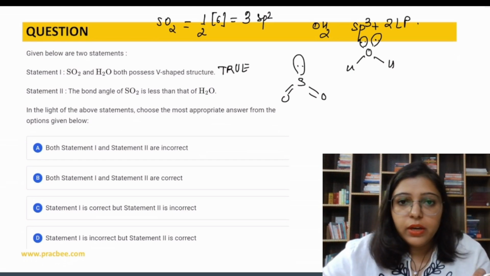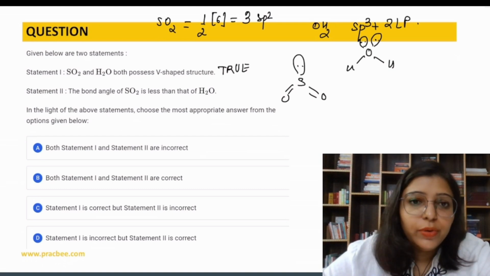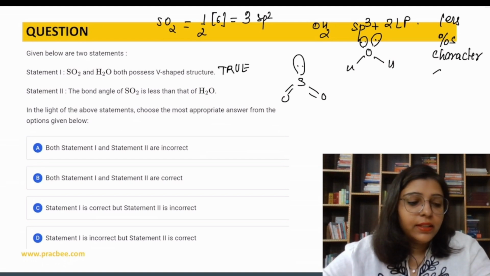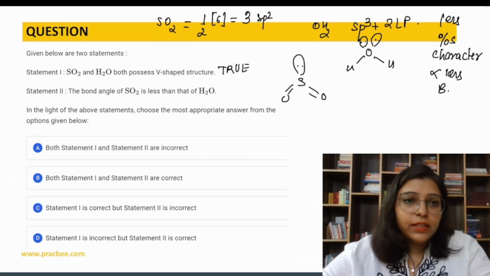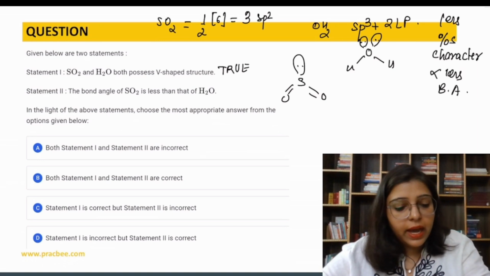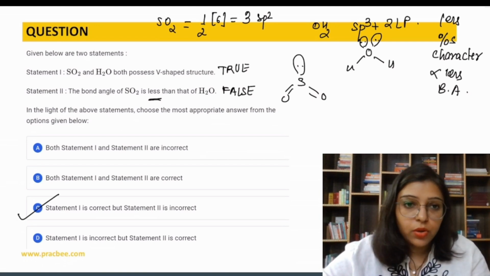So that's true. Now, the angle of SO2 is less than that of water. Why would it be less? Because sp3 has less percentage S character. If we have less percentage S character, then the bond angle is less. So obviously the bond angle of SO2 must be high. So this statement is false. So it means statement 1 is true and statement 2 is incorrect. Okay, so option C is going to be the correct answer.